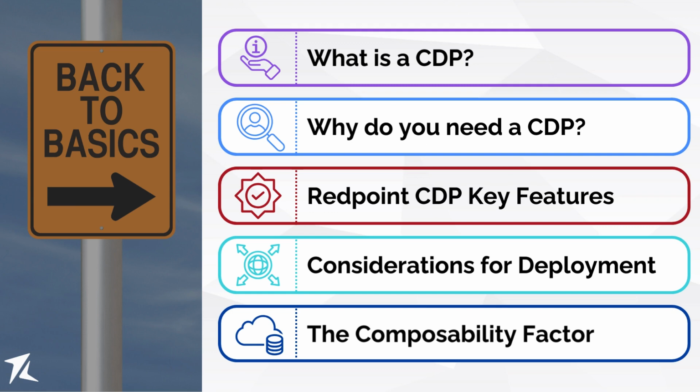Composable is a word that we hear thrown around a lot. What do you need to know about it? We need to understand about it. How does it affect you in your CDP journey?